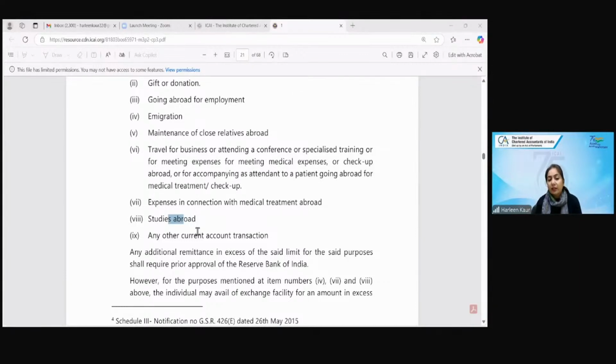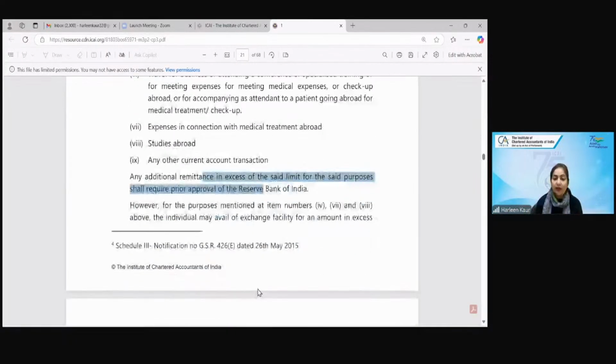And for any other current account transactions, what are the current account transactions? You go to page number 1 where we have discussed the current account transactions: anything that you're doing in the ordinary course of business, any money that you're sending for living expenditures abroad, any study expenditures. All these kinds of transactions that you can do are permissible in the liberalized remittance scheme, that is for 250,000 USD. You don't need any kind of approval, but in excess of the said limit, RBI approval is required.